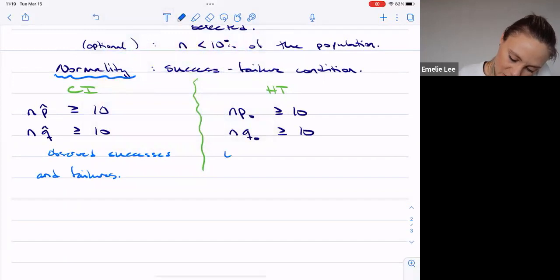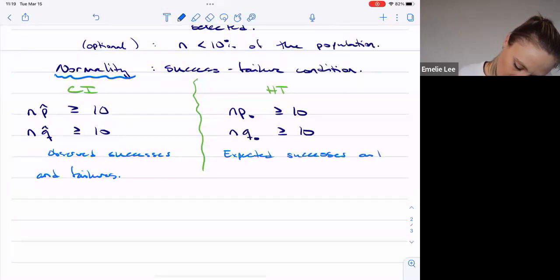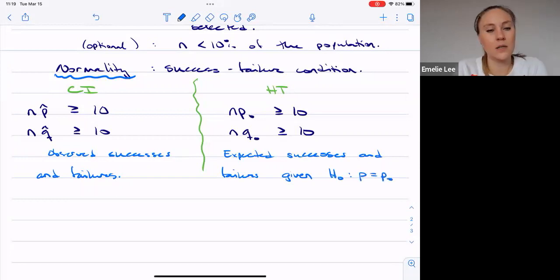So this is my expected successes and failures, given the null hypothesis that p is equal to p naught, right? So I go to my null hypothesis and I grab that null value and I check it against my sample size. Is my sample size large enough to detect those proportions that I'm hoping to be able to detect? That's what's going on there.